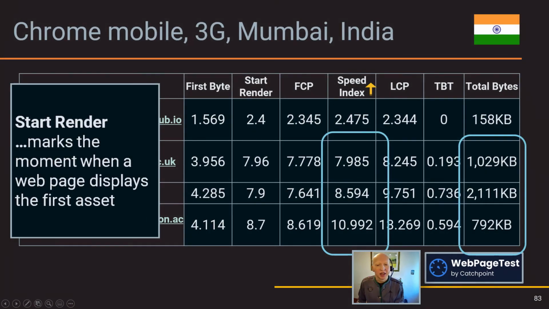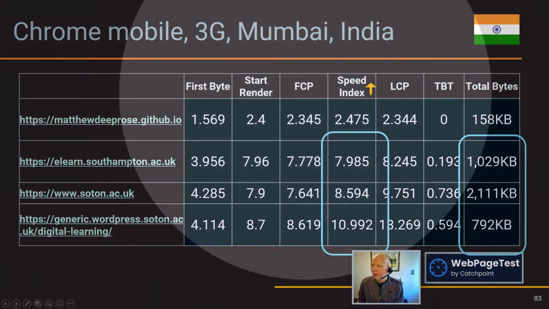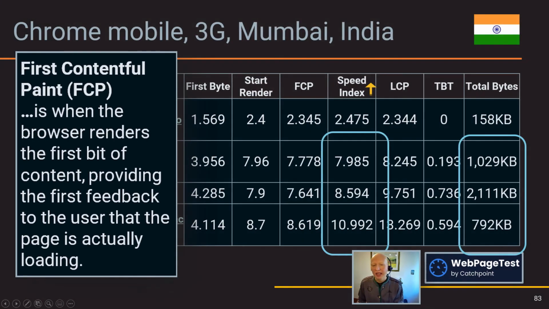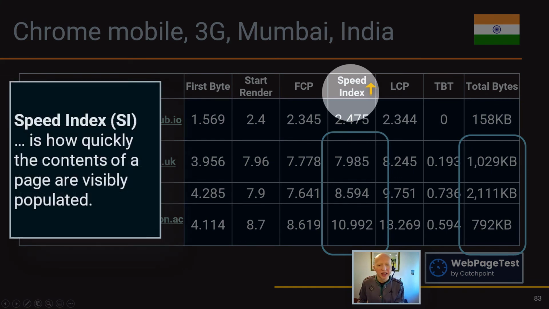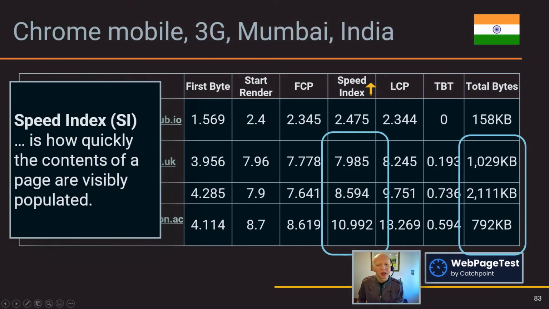The start render marks the moment when a web page displays the first asset. The first contentful paint, FCP, is when the browser renders the first bit of content, providing that first feedback to the user that the page is actually loading. Speed index, SI, is how quickly the contents of a page are visibly populated.